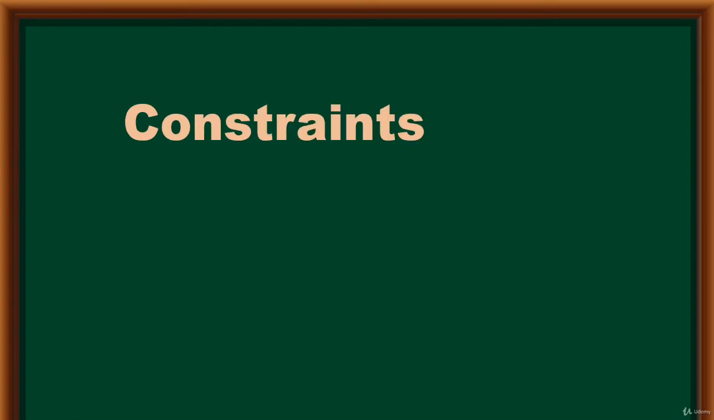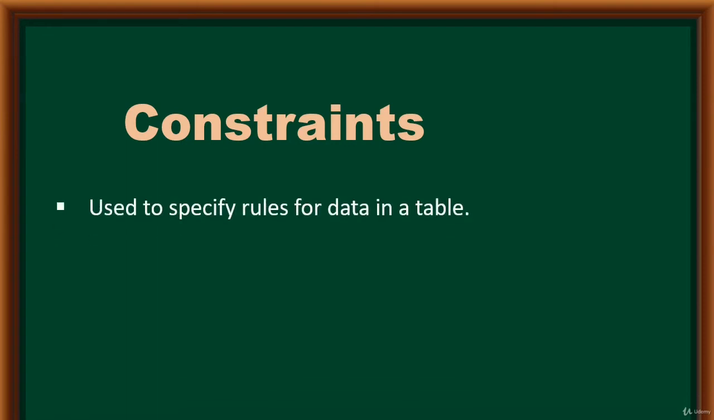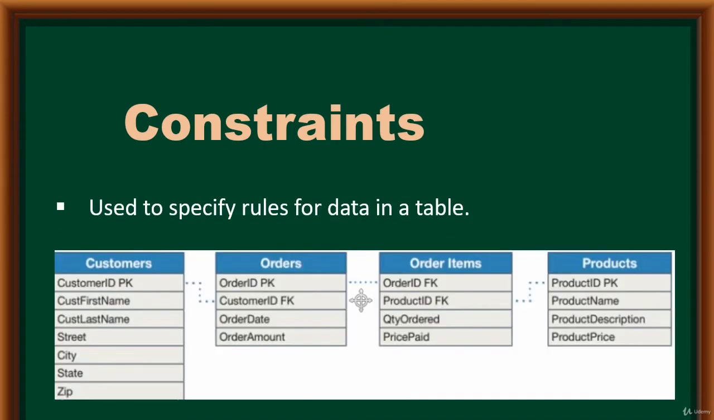The next concept I want to introduce you to is constraints. Constraints basically are used to specify the rules you want your data to follow in a table. And when you are setting up constraints, you can actually implement them at the point of creating the table. So when you're creating a table, you can also implement different types of constraints.